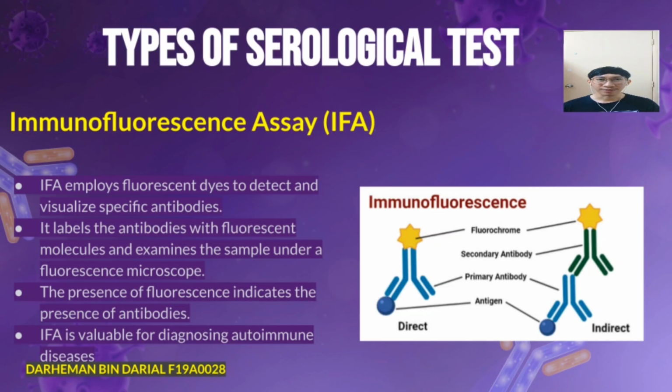Next is immunofluorescence assays, IFA. IFA employs fluorescence dye to detect and visualize specific antibodies. It labels the antibodies with fluorescent molecules and examines the sample under a fluorescent microscope. The presence of fluorescence indicates the presence of antibodies. IFA is valuable for diagnosing autoimmune disease and detecting certain viral infection.